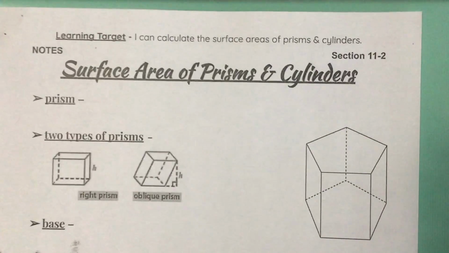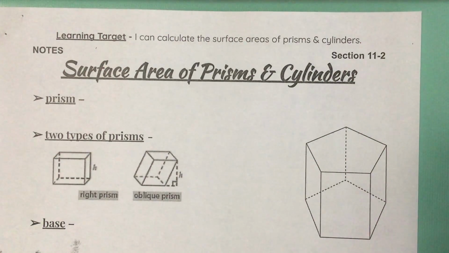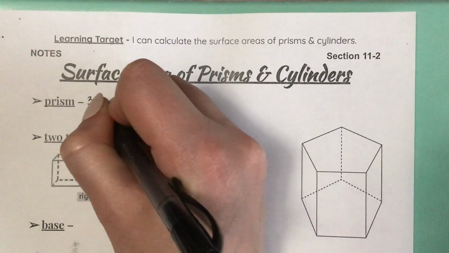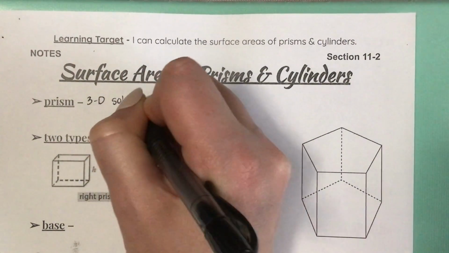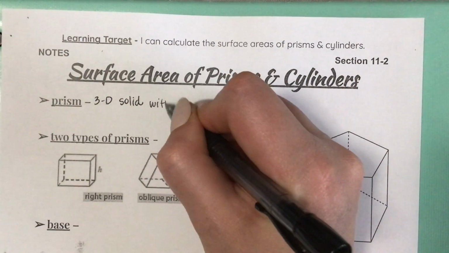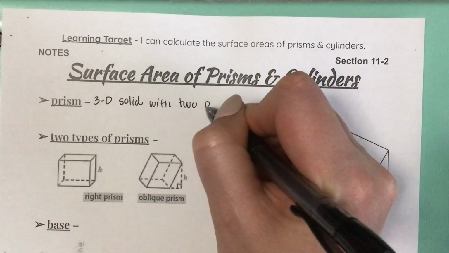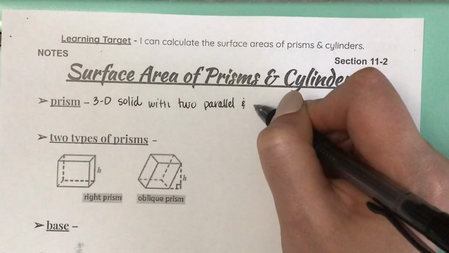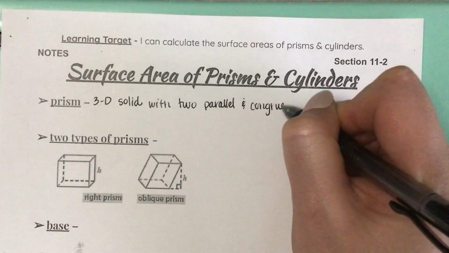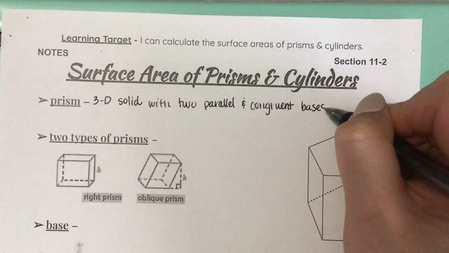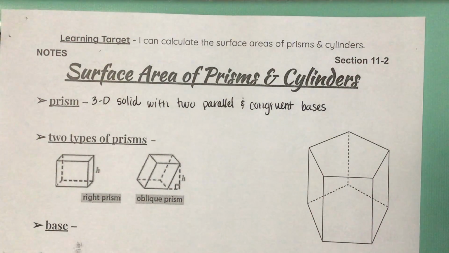First of all, just as a reminder, what is a prism? Well, a prism is a 3D solid with two parallel and congruent bases. And those bases are going to be polygons.